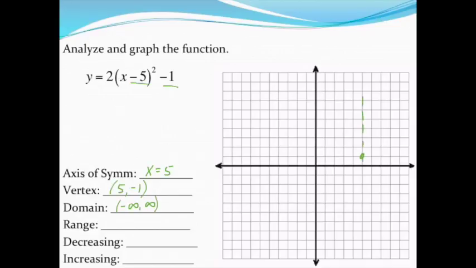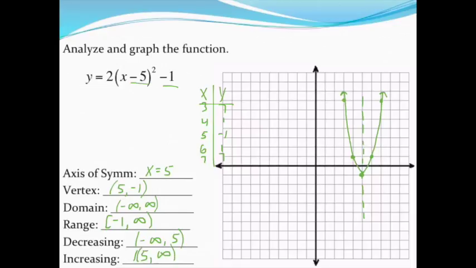So there's my vertex, +5 and -1. You can see I plotted it wrong. You'll see me fix it in a second. Oops, there we go. So to finish this one, there's my sketch.